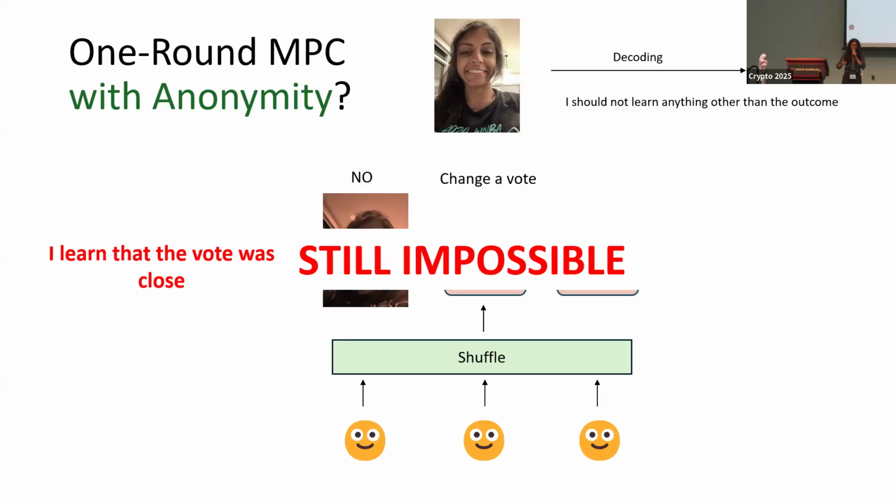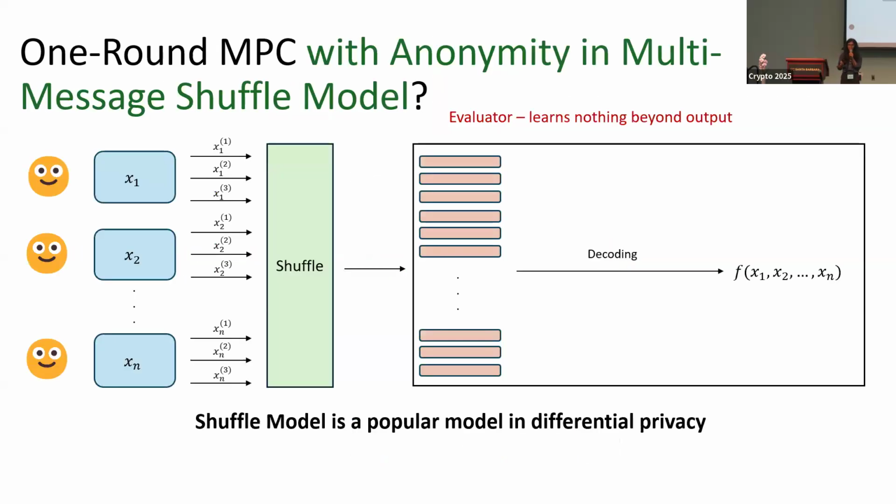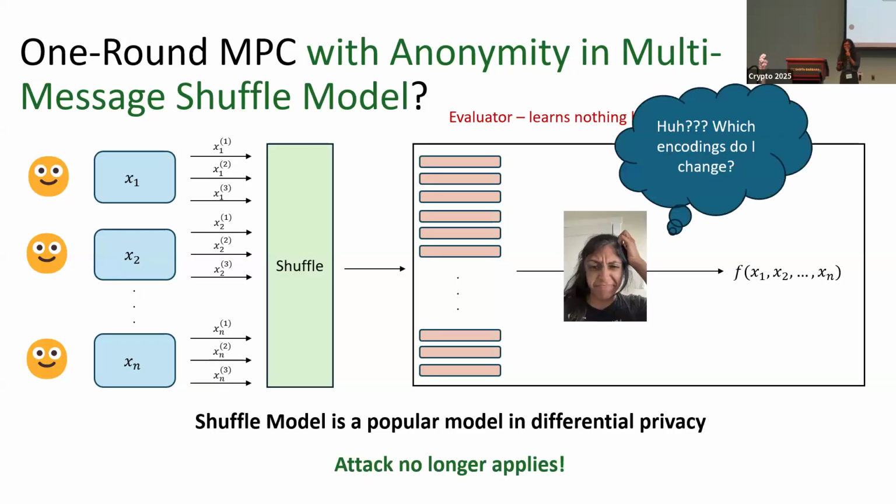So one final modification I'm going to make is I allow Alice, Bob, and Charlie to put multiple votes into the box. Here we call this the multi-message shuffle model. This has been a pretty popular model recently in differential privacy as a relaxation of central privacy, which gives better utility and privacy trade-offs. Now when I try to change some of the votes like I did before, I have no idea. If I change some of the votes, I don't know which messages correspond to Alice or which correspond to Bob. So the same attack from before no longer applies.